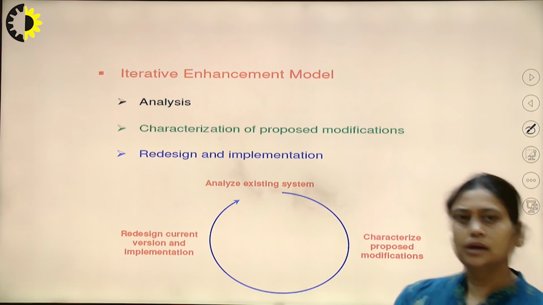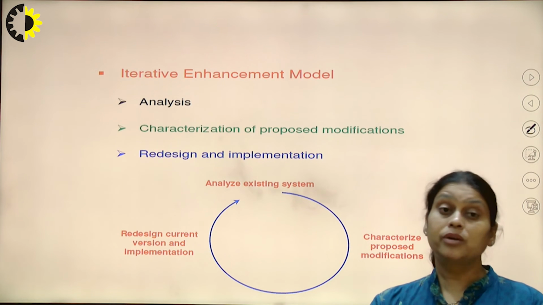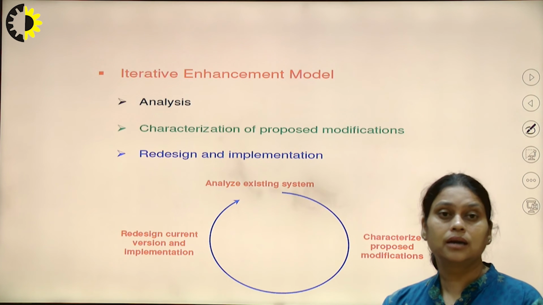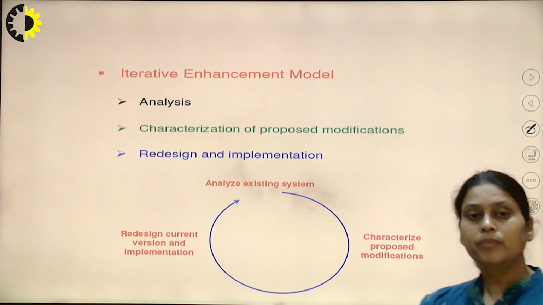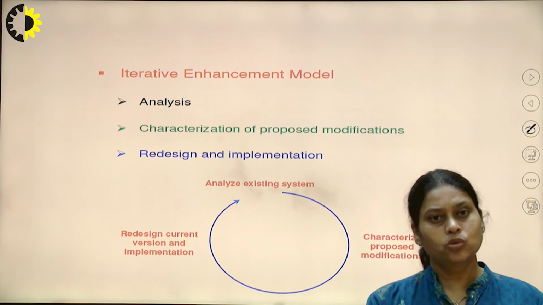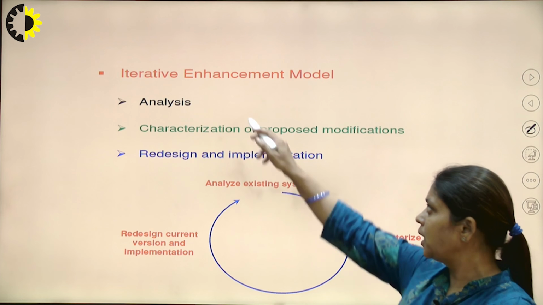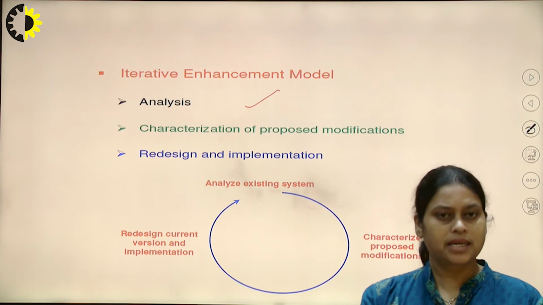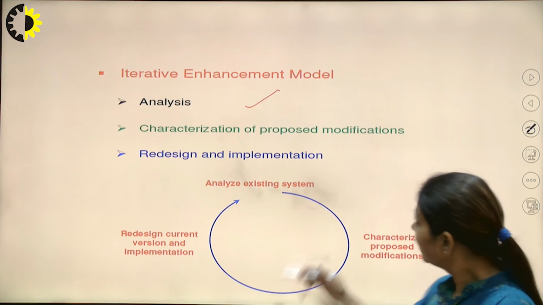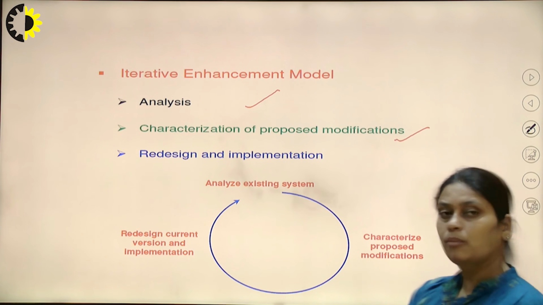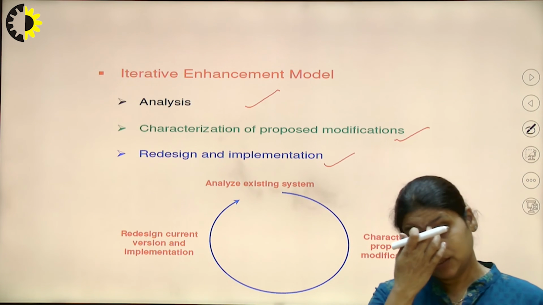Now, the second type of model is the iterative enhancement model. The iterative enhancement model we have already used for the development of the software. Here we use this model for the maintenance of the software. So, in this model, first we have to analyze the problem of what we want to maintain. Then, categorization of the proposed modification, and then redesigning and implementation.